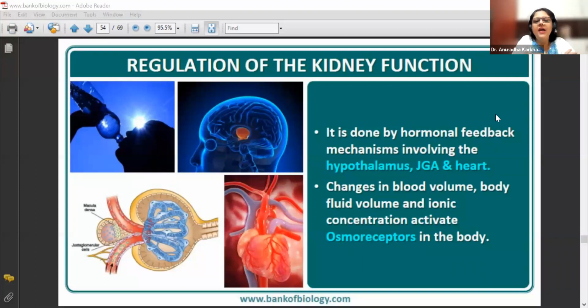Correct. So changes in the blood volume, body fluid volume, and ionic concentration activate the osmoreceptors in the body. That's what I said, that finally, what is all this fighting for? For maintaining the volume of blood. So if blood volume changes, body fluid volume changes, ionic concentration changes, immediately the osmoreceptors would get activated. Now what will happen after that?